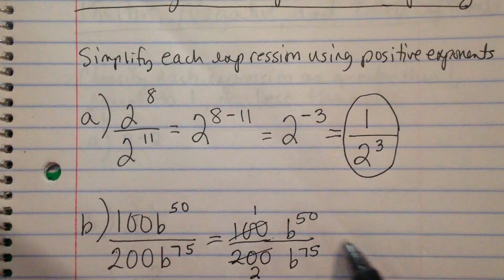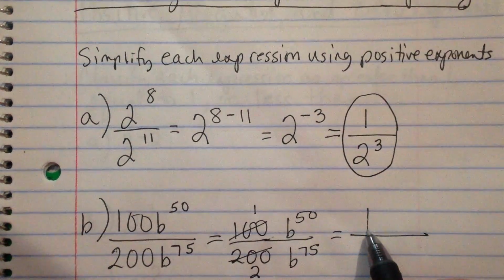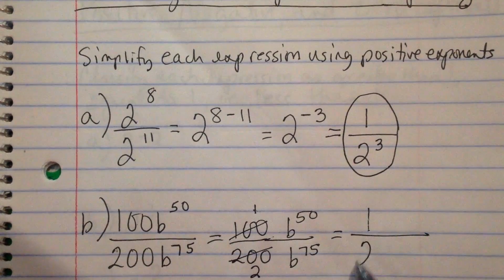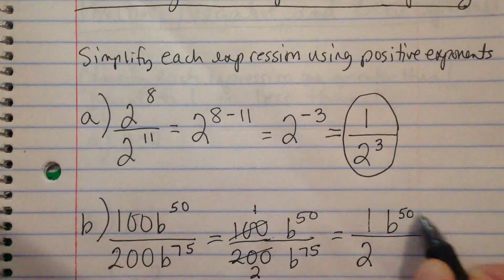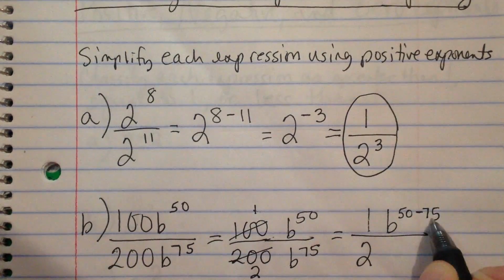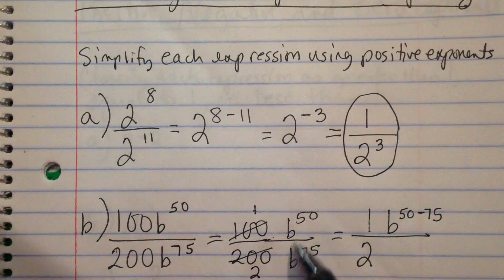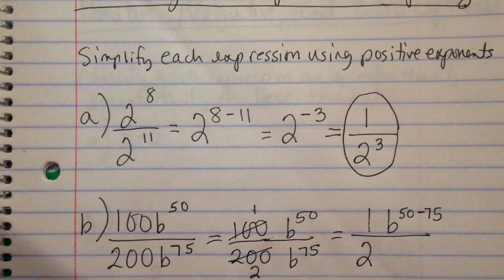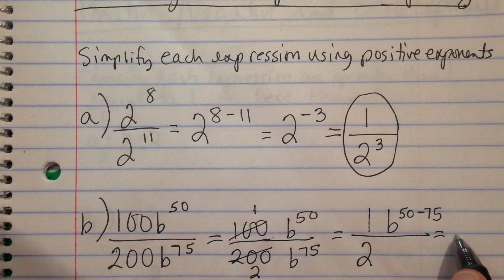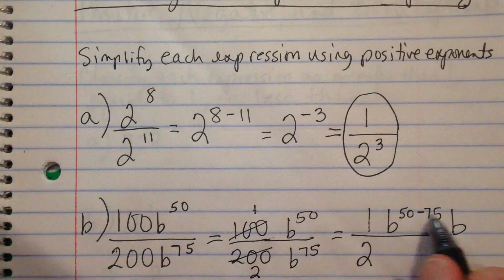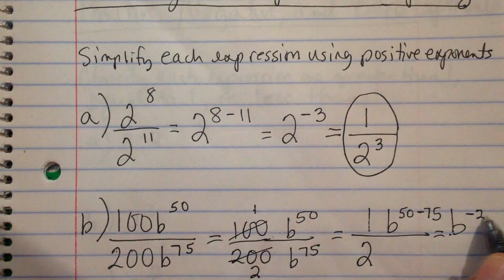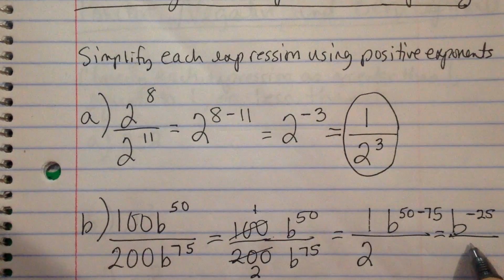Let's subtract those exponents. So I have a 1 in the numerator, a 2 in the denominator, and subtract. When you have like bases, subtract the exponents. Therefore, I have b to the 50 minus 75. Punch in your calculator, you get negative 25 over 2.